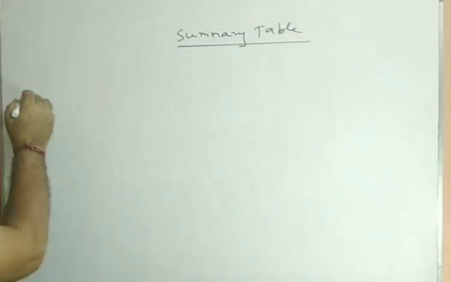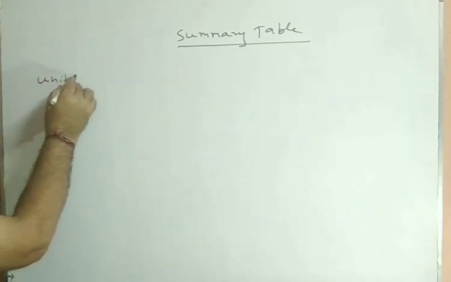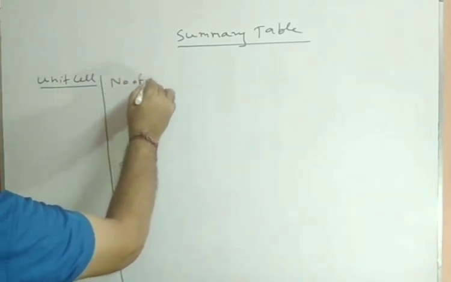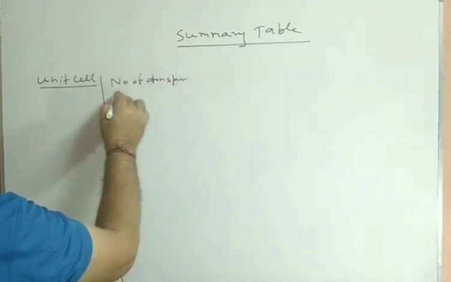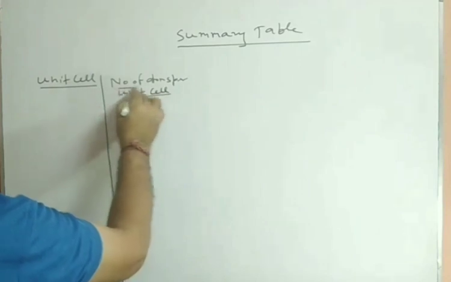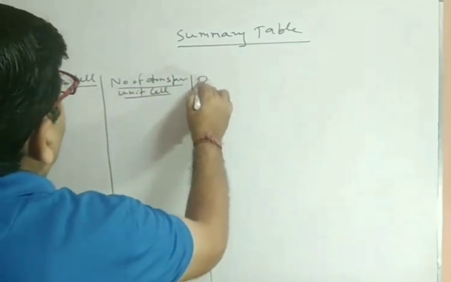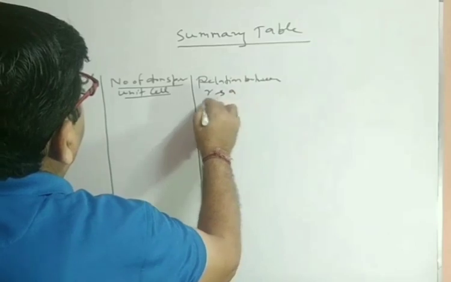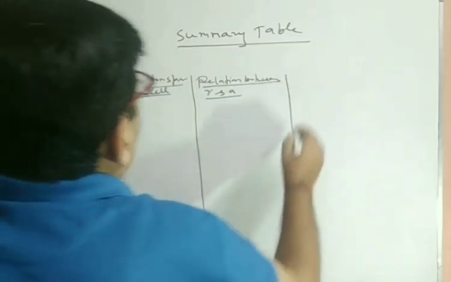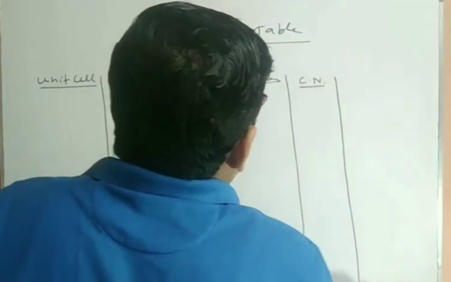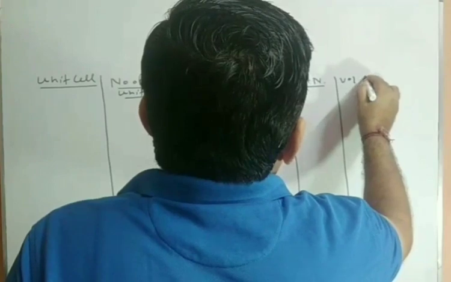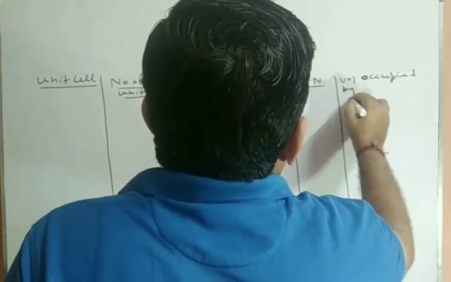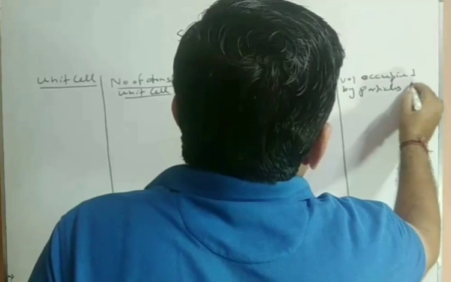Some columns are given below. First, unit cell; second, number of atoms per unit cell; third, relation between R and A; fourth, coordination number; and last, we can write volume occupied by particles in percentage.